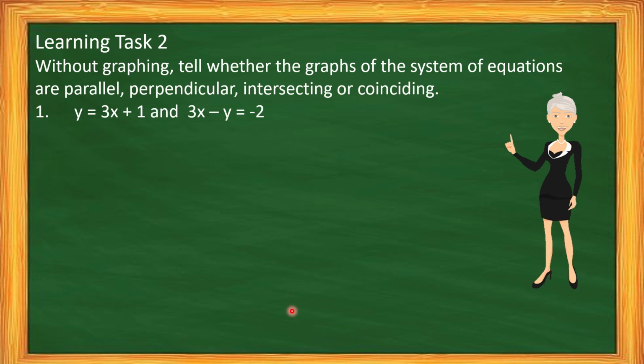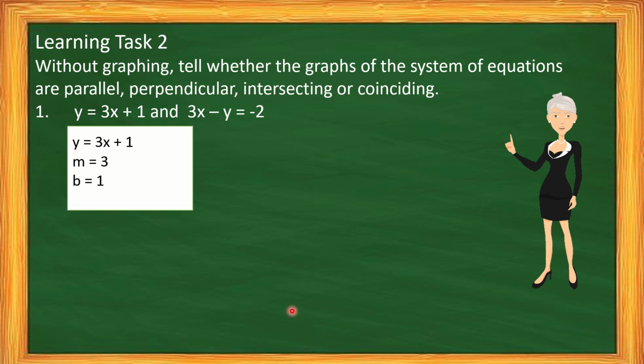So for learning task 2, without graphing, tell whether the graphs of the systems of equation are parallel, perpendicular, intersecting, or coinciding. So para malaman nyo yung magiging itsura ng graph ng given systems of equation without graphing, so you are going to analyze their slopes and y-intercepts. So number 1, y equals 3x plus 1, and 3x minus y equals negative 2.